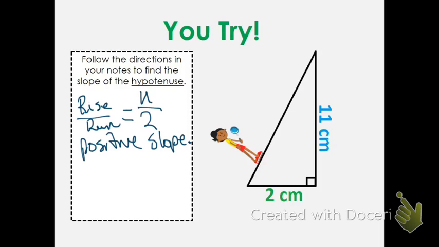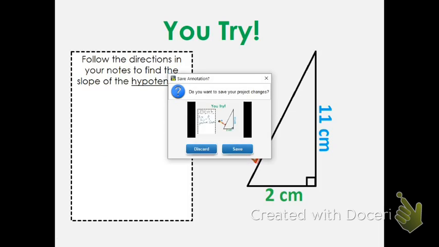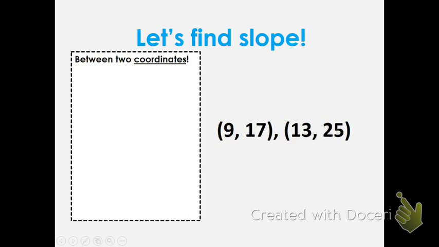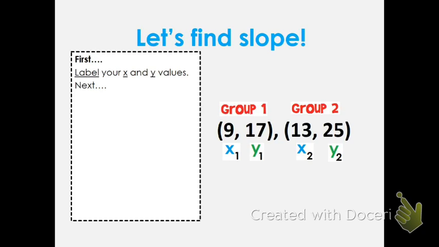Now, the next thing we're going to look at is we are going to find the slope between two coordinates. So this takes a little bit more effort. So we've got to first label our x and y values like this. So we've got our x1 and our y1 in group 1. That's the ordered pair of 9, 17: 9 is equal to x and 17 is equal to y. And then our group 2 is 13 is equal to x, 25 is equal to y.